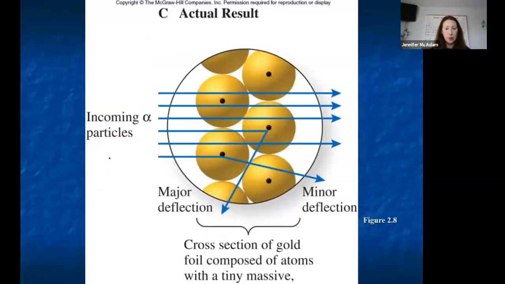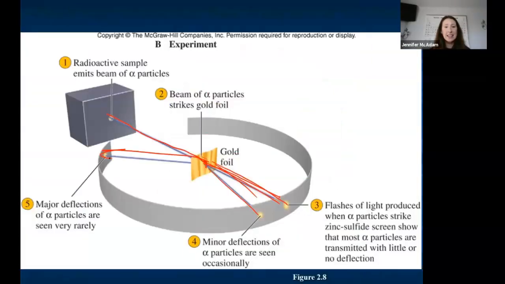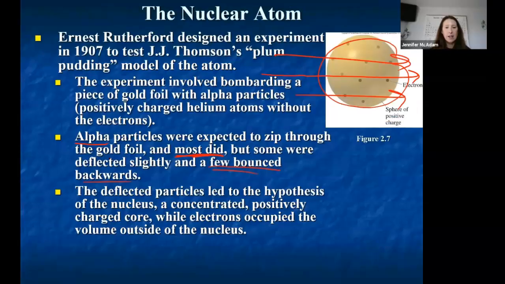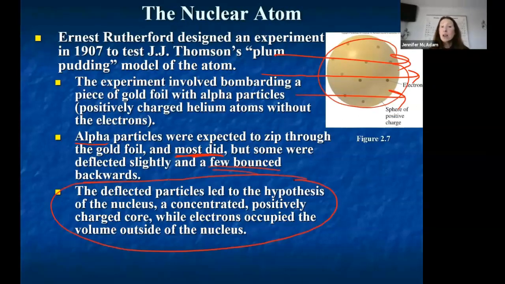And again, here's the bigger picture of what happened. This led to the idea of the nucleus, and this also said that most of an atom is empty space, because most of them went straight through. That means there was nothing stopping them. So most of the atom is empty, but there's this hard, dense nucleus that made some of them deflect.